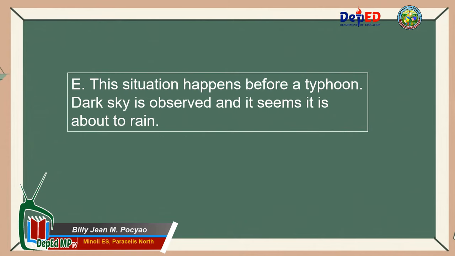Letter E. This situation happens before a typhoon. A dark sky is observed and it seems it is about to rain. You can always pause this video to answer this activity. If you are done, you can play the video again to check your answers.